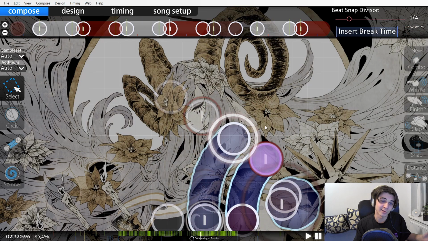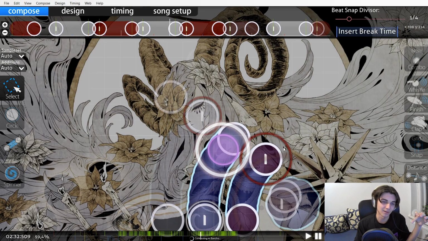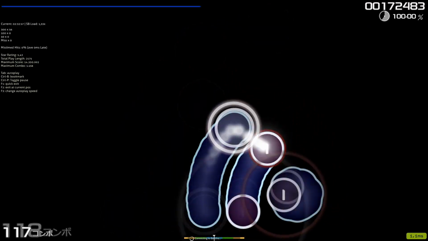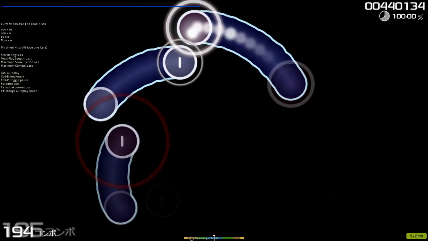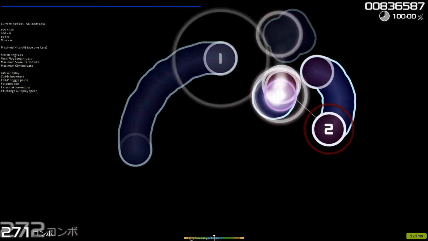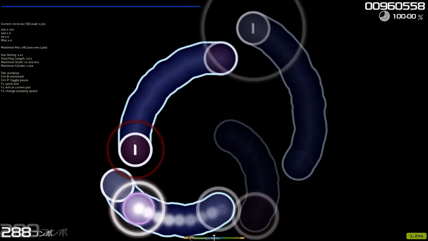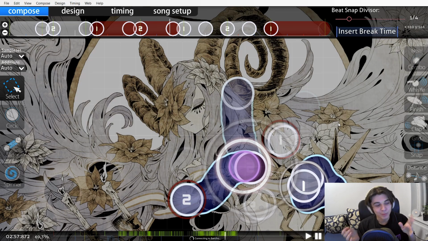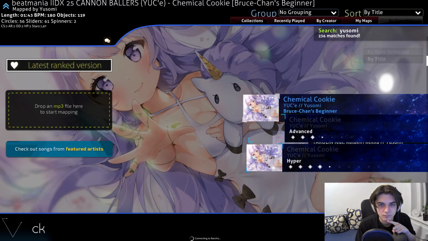This time the sliders decrease in SV as they go one way, and then they increase as they go the other way. I highly recommend looking at this map yourself. It's got a few other really nice sections as well, and it's definitely one of the best that came of that contest.